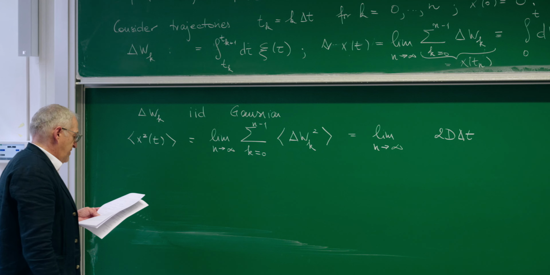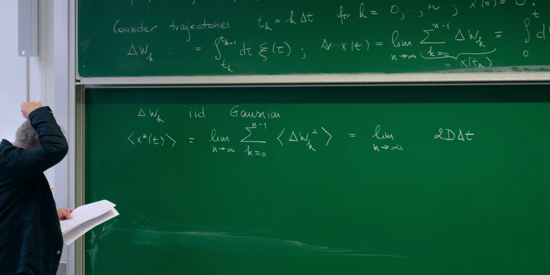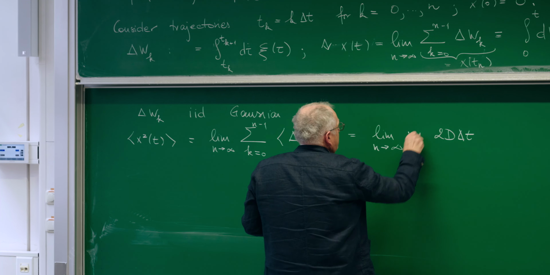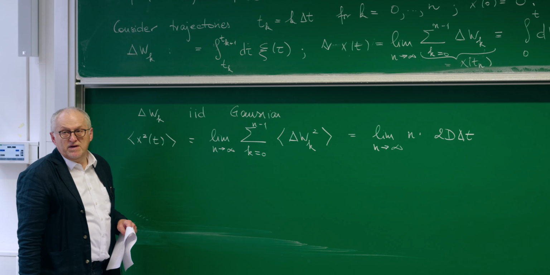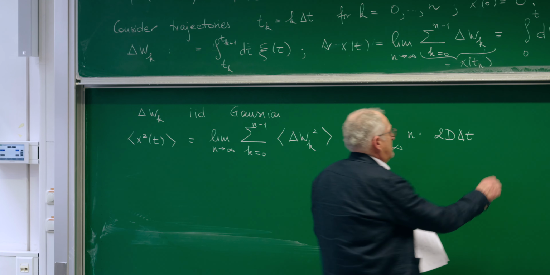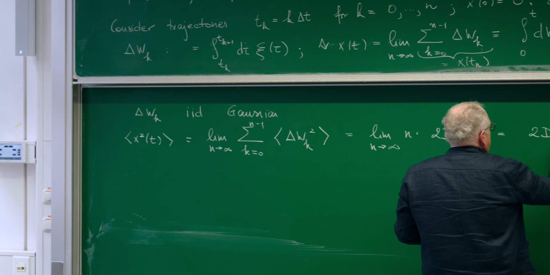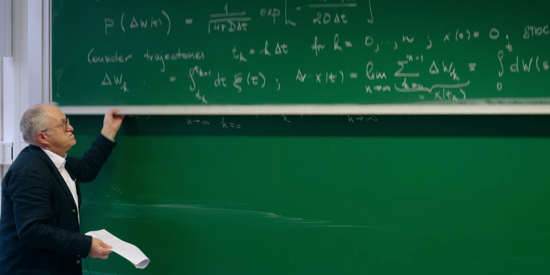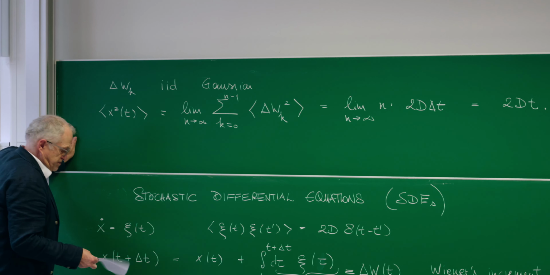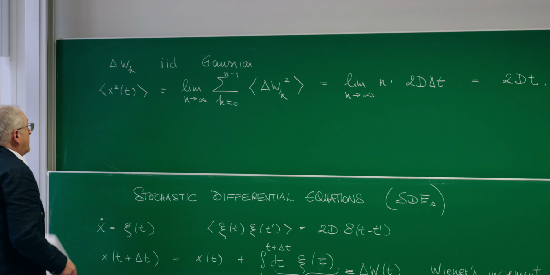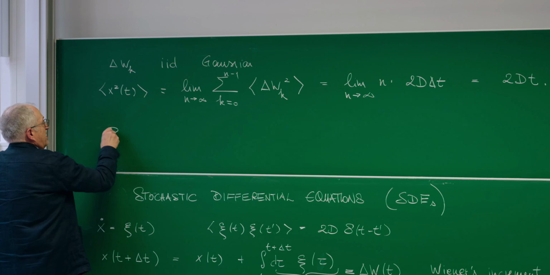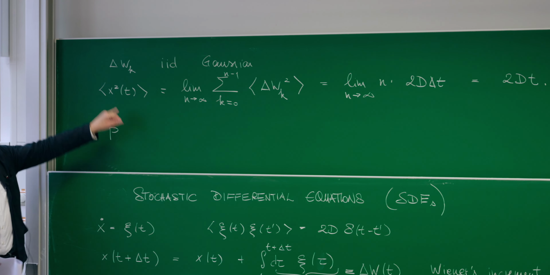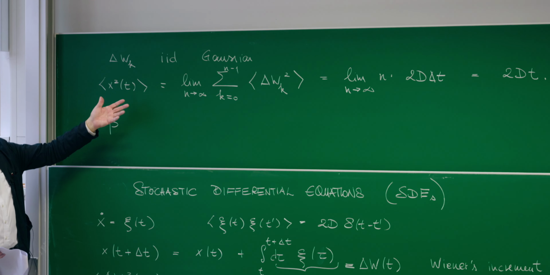And because of the number of terms here, we have n terms that appear in that sum. But n times delta t is t, so this is 2Dt. Okay. Now I have this p, I have the x. I know it's a sum of Gaussian variables. I know its second moment. I'm done. I know this is a Gaussian distribution.